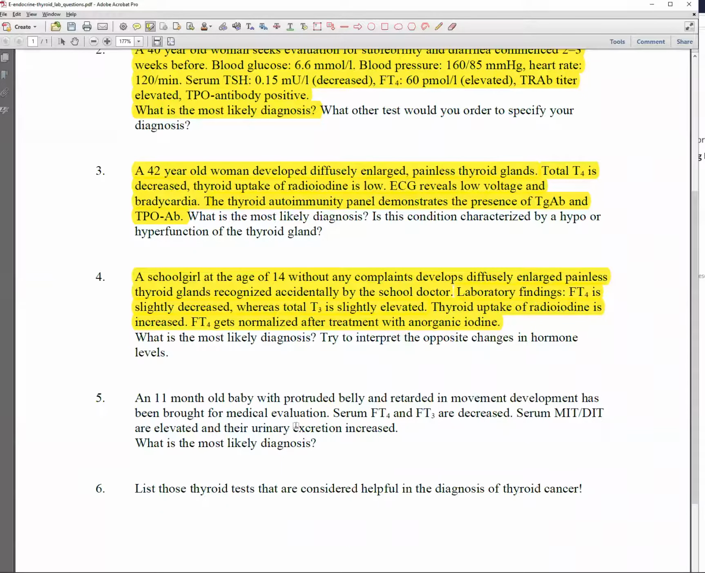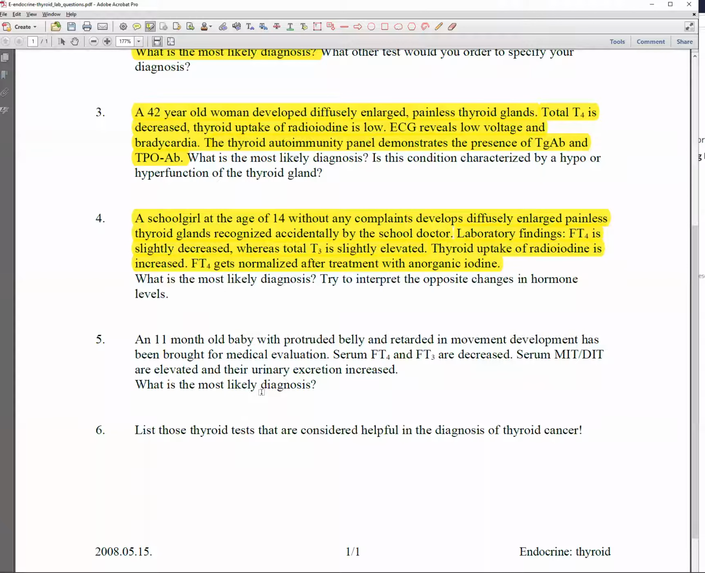Now let's see. I think the fifth question doesn't happen, and I will tell you why. Question number 5. What did you say? I said that this question is not happening in real life. Oh, okay. I thought it was congenital hypothyroidism.